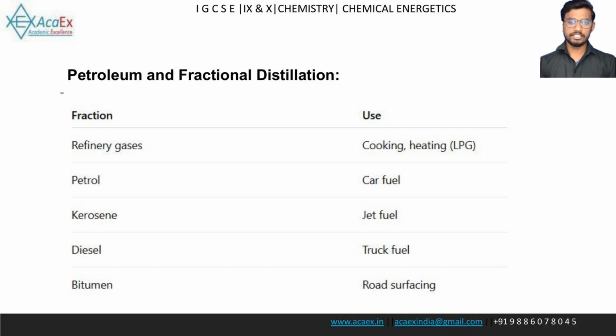Petroleum and fractional distillation. This table lists some fractions obtained from petroleum and their uses. Refinery gases are used for cooking and heating, often as LPG. Petrol is used as car fuel. Kerosene is used as jet fuel. Diesel is used as fuel for trucks. Bitumen is used for surfacing roads.